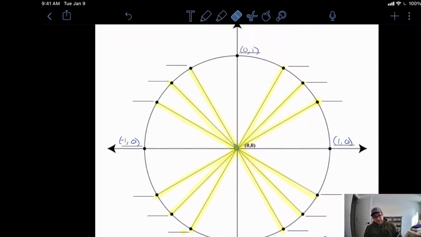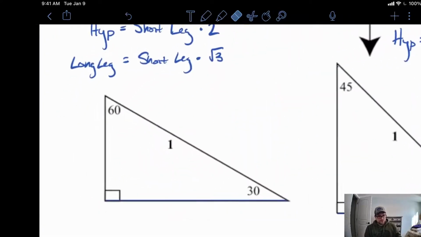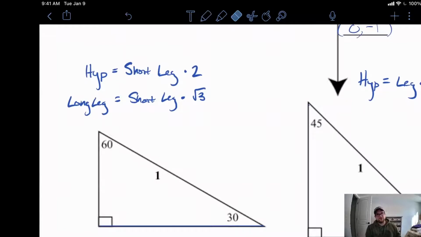Now, where each of these measures comes from is the special right triangles that we've developed. It feels like so long ago, but we've been talking about them continually. So the first special right triangle that we have here is the 30, 60, 90 triangle. And one thing you'll notice is that this triangle has been constructed in such a way that the hypotenuse of it is 1.